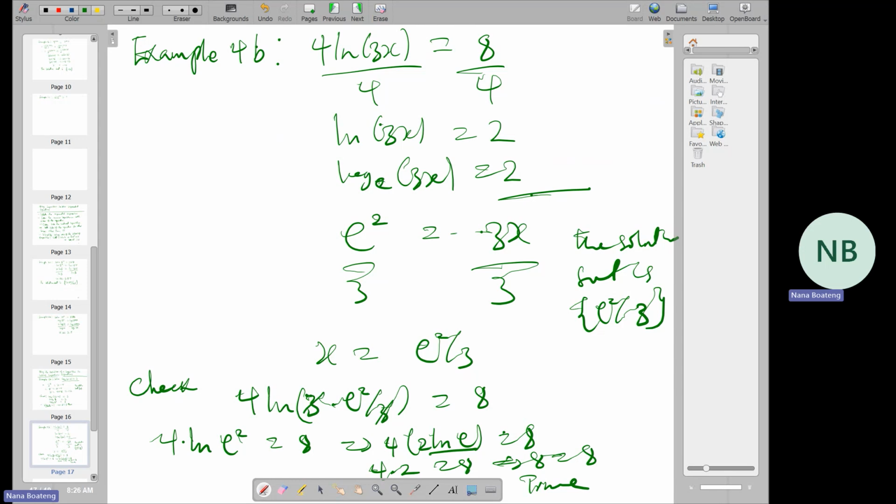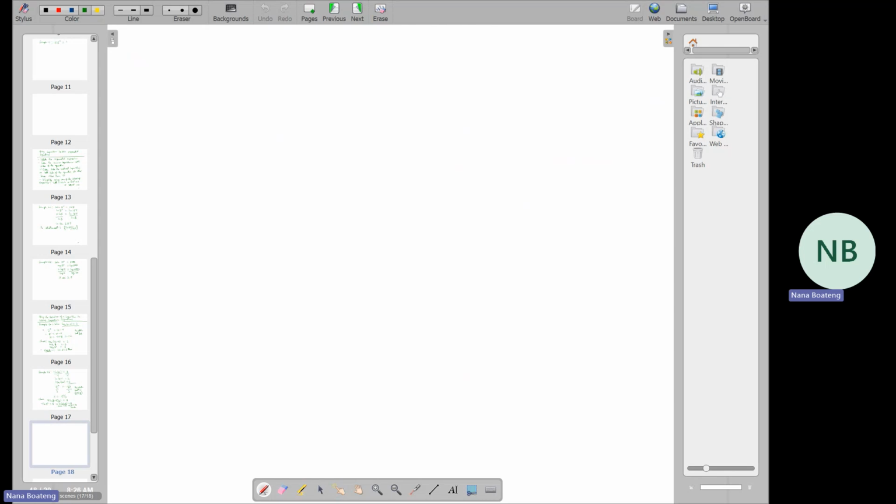Let's look at example 5. Example 5 says solve log x plus log x minus 3 is equal to 1.